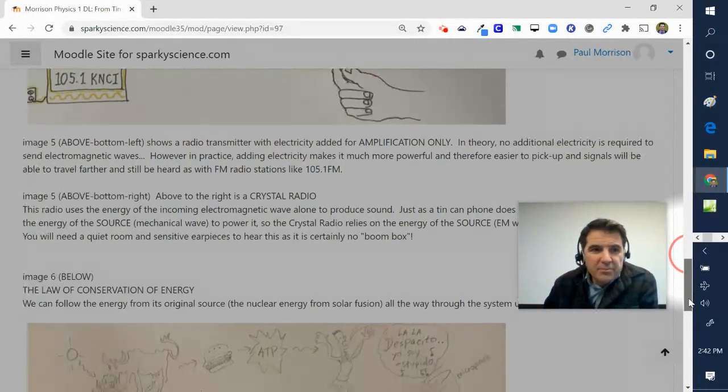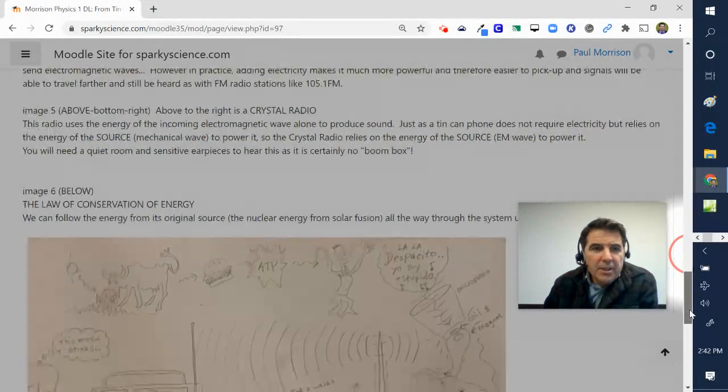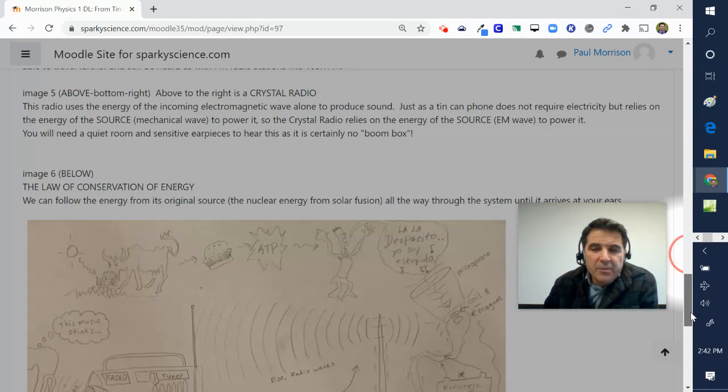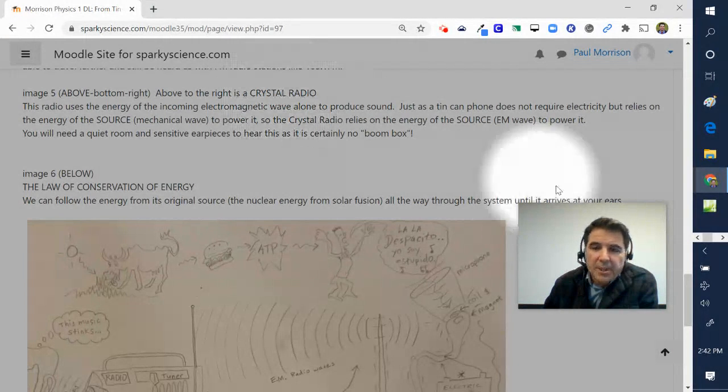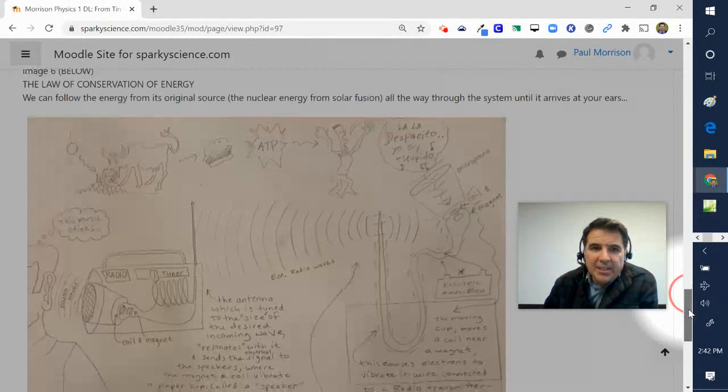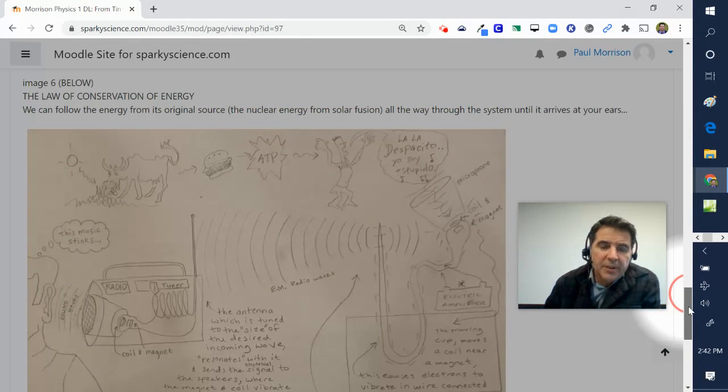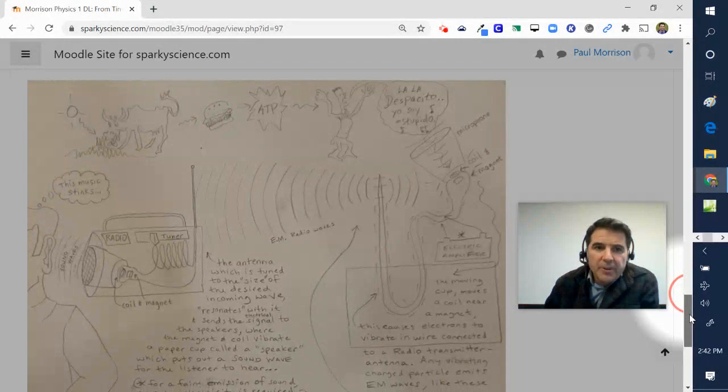Look it up online. Okay, so anyways, the image above is called a crystal radio. Crystal radios work with no incoming energy. Anyways, let's continue on to this last picture, which is the law of conservation of energy with respect to how radios work.